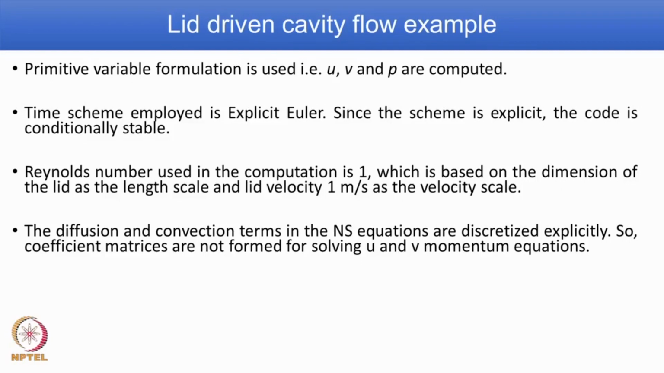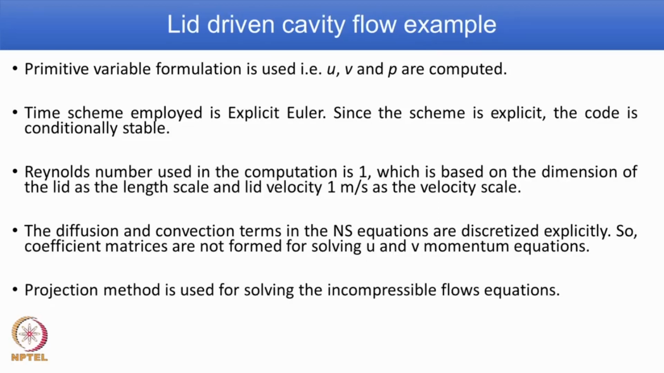We have a diffusion term on the right side and convection term on the left side. So, diffusion term and convection term in Navier-Stokes equations are discretized explicitly. So, coefficient matrices are not formed for solving u as well as v momentum equations.